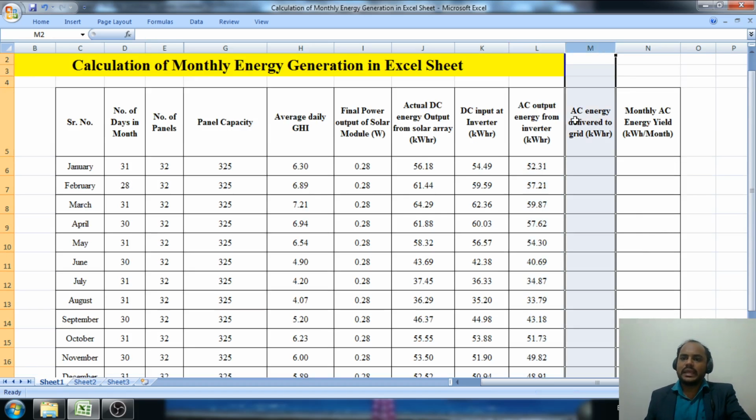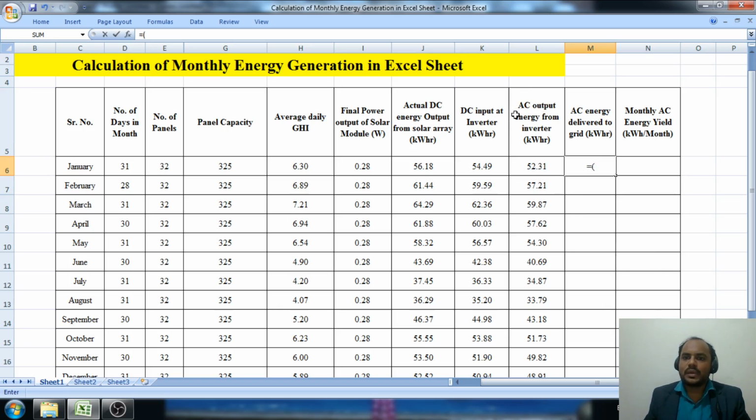In the 10th column we see the AC energy delivered to the grid. Whenever the energy passes from the inverter up to the metering panel or the customer switching panel, we use the AC cable, which is an AC armored cable, and we consider that 1% losses will happen for the AC cable. You can change these losses according to the site and the cable that you are selecting for the application. So in this case study we select 1% AC cable losses.